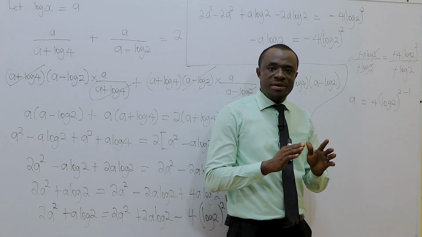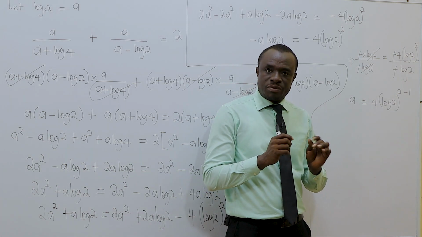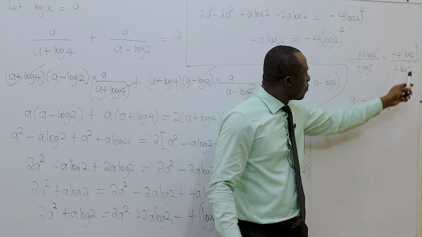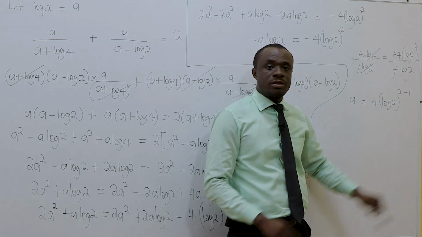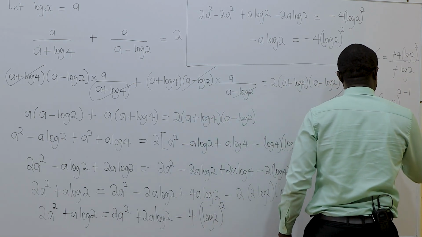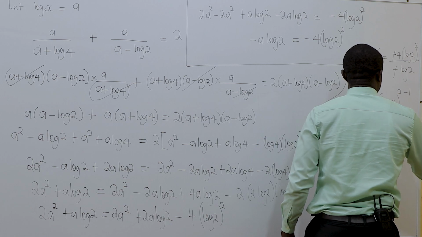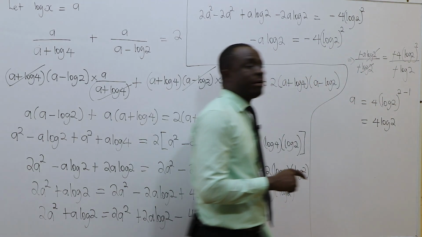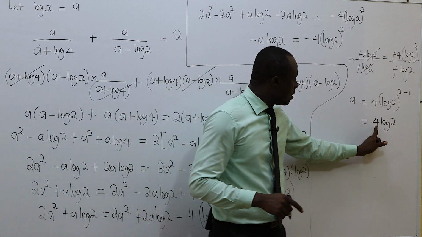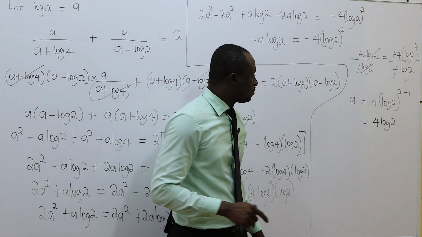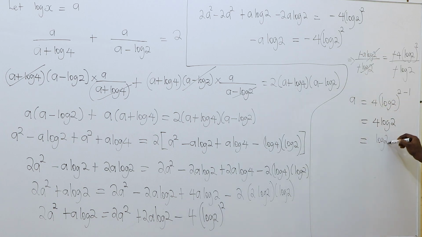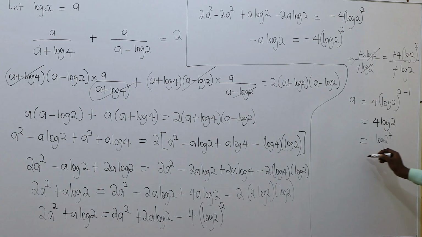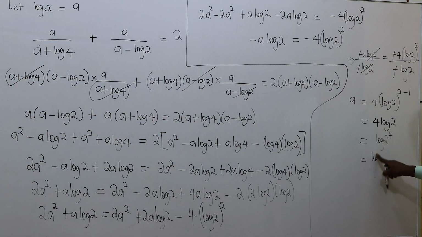Why? Indices: when the bases are the same and you are dividing, we subtract the exponent. So let's see, log 2 to the power 2 over log 2, that's log 2 to the power 1. And this is the same as 4 log 2, because 2 minus 1 is 1. To apply the third law, the 4 will go to the top of the 2. So this is basically log 2 to the power 4, and this is log 16. It's just log 16.